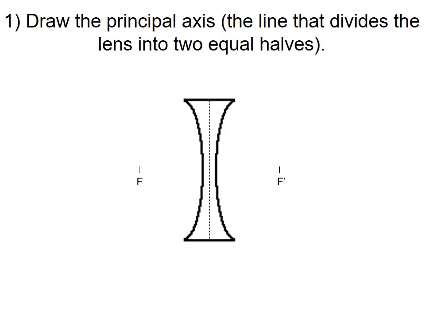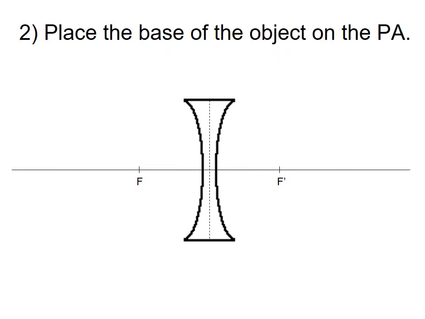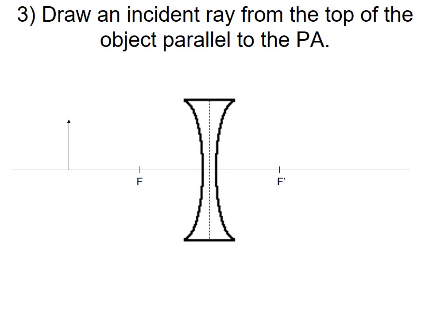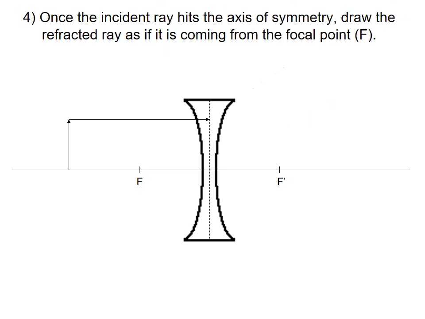We're going to start off by drawing our principal axis to cut the lens in half. We are going to place the base of the object on the principal axis. We're going to draw our first incident ray. It's one that's parallel to the principal axis. Now keep in mind that these lenses are going to be diverging lenses, so they will not focus light on this side. Instead, they're going to diverge the light ray. The light ray is going to move outwards.